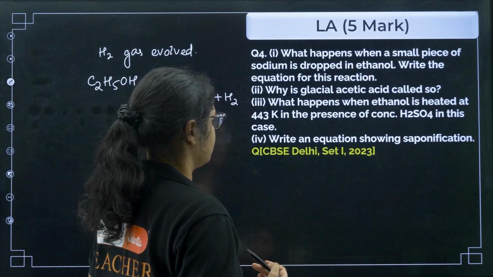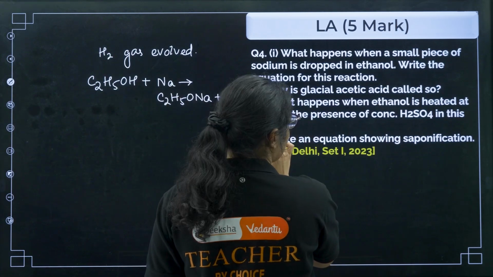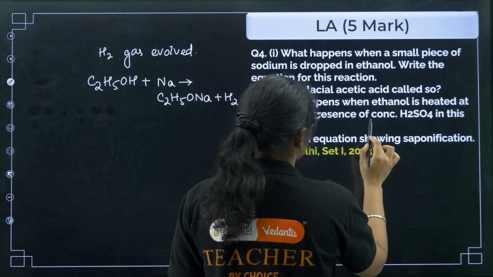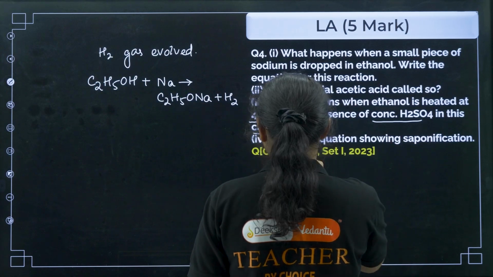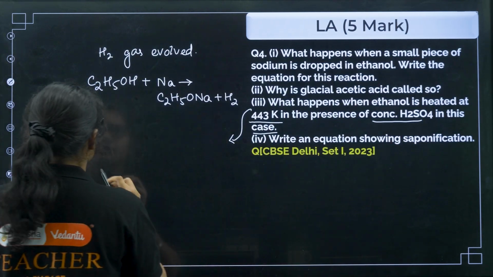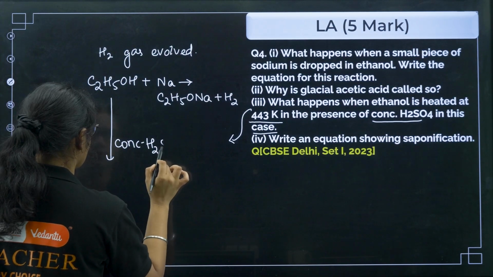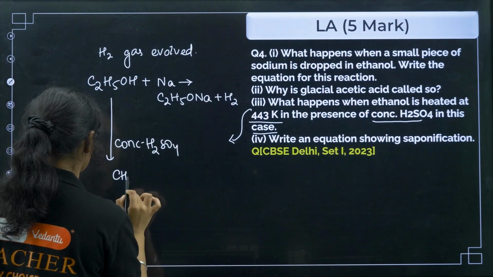Now what happens when ethanol is heated at 443 Kelvin in the presence of concentrated sulfuric acid? What happens when ethanol is heated at 443 Kelvin in presence of concentrated H2SO4 in this case? We know this is your dehydration reaction, right? So what will happen if you heat it with concentrated H2SO4? You will get ethene.